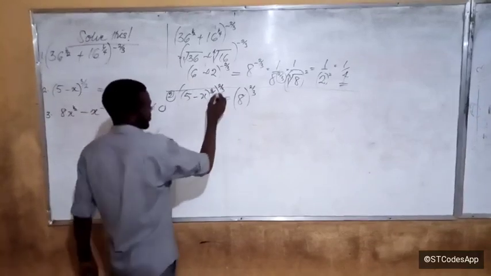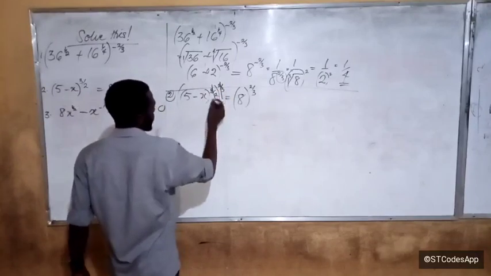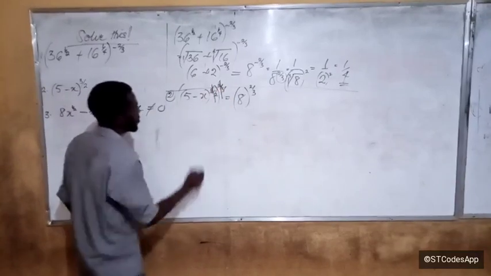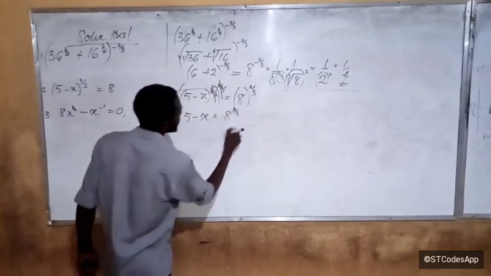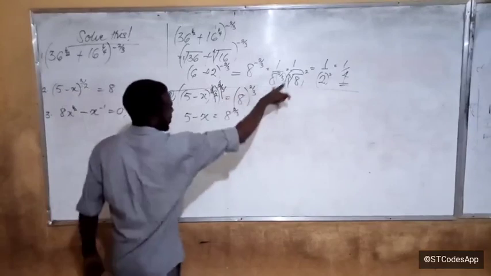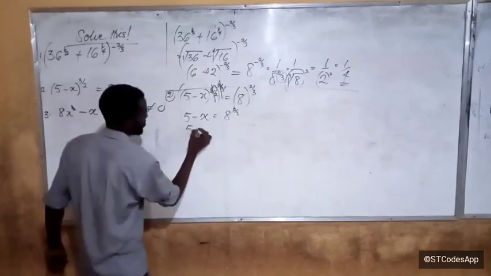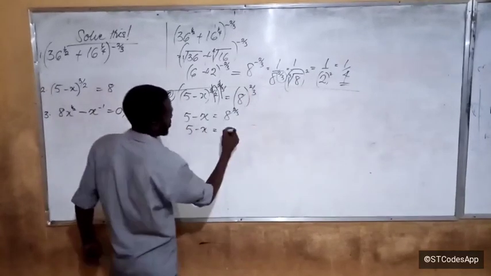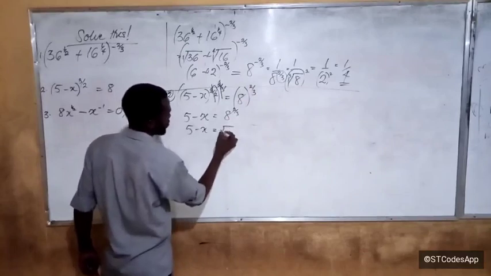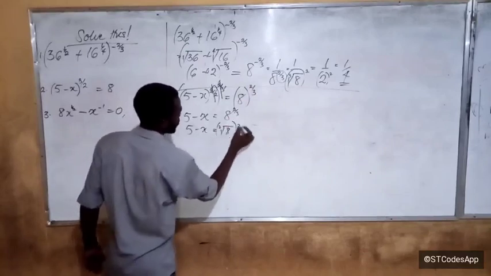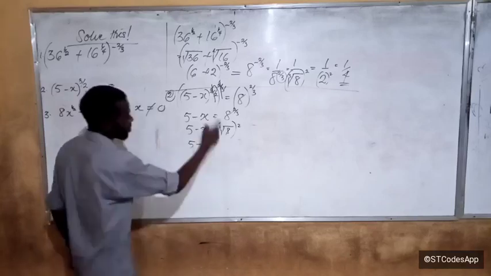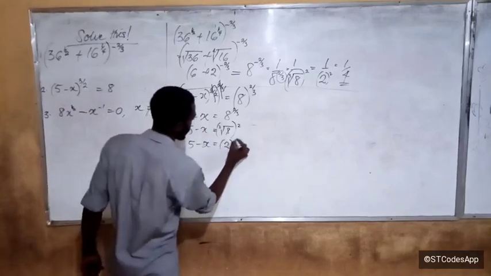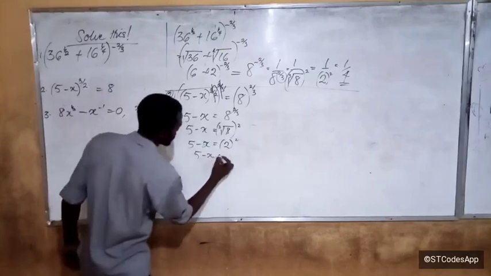So that's the mathematical expression there. So this takes care of this, as in 2 cancels 2, 3 cancels 3. So here we are left with 5 minus x is now equal to what? 8 raised to power 2 over 3. In the same way, 5 minus x is equal to what? 8 raised to 2 over 3 is the third root of 8 all squared. Here it becomes 5 minus x is equal to, the third root of 8 is what? Still 2, all squared, that is 4. 5 minus x is equal to 4.